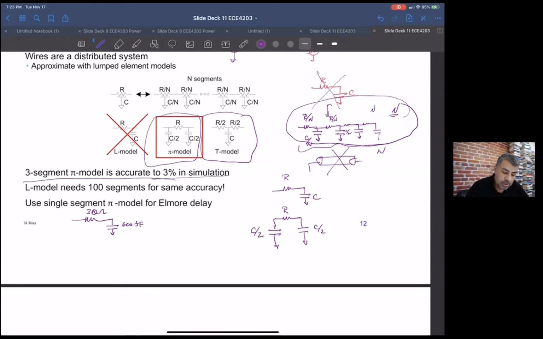So what you do is you divide this by 3. You put in 100 femtofarad, 10 ohm, 100 femtofarad, and you repeat that 3 times. Just copy it.